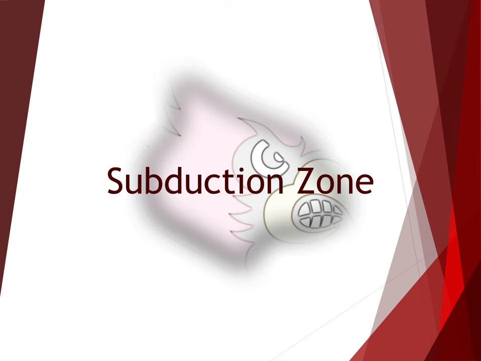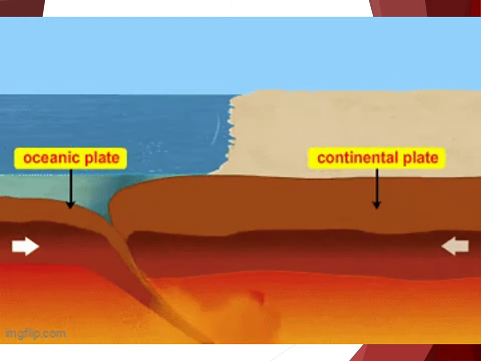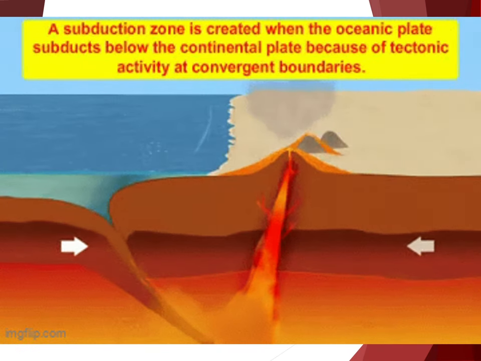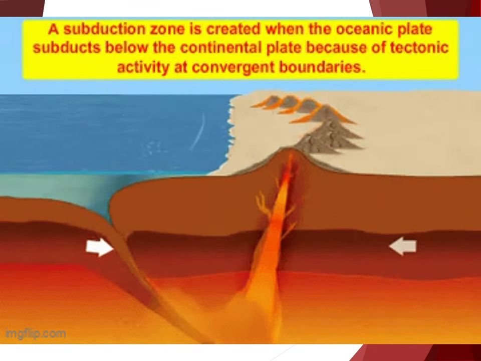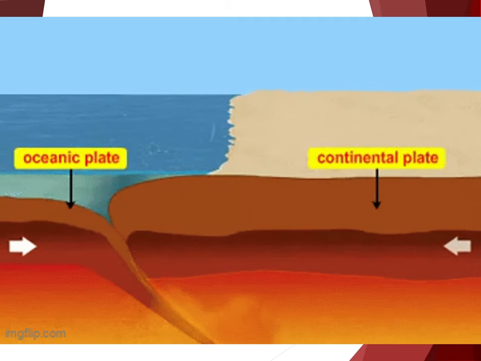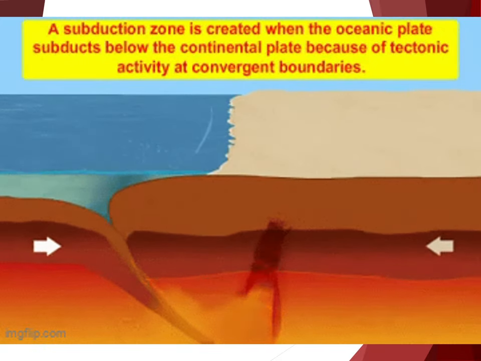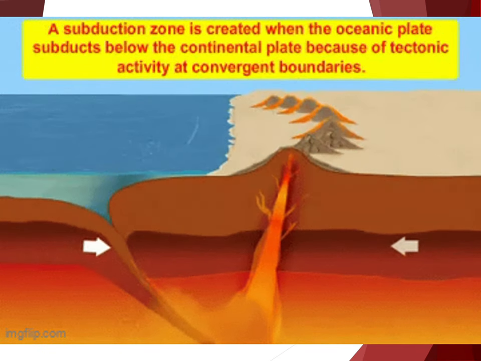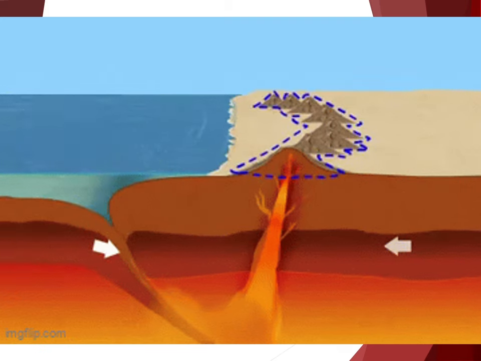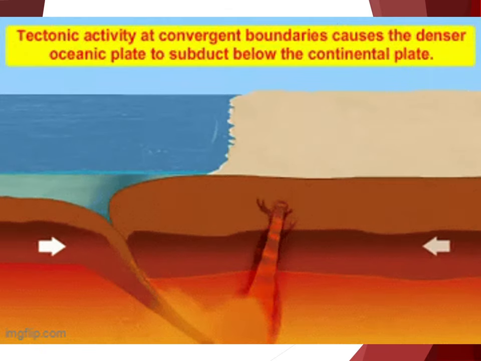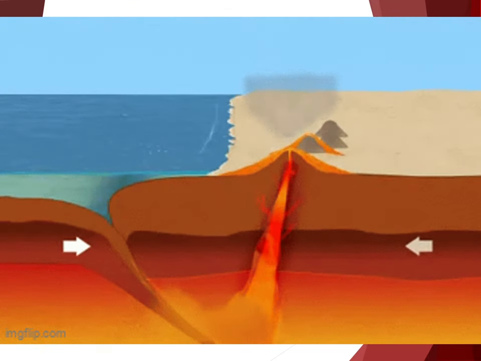Our first main idea: subduction zone. When an oceanic plate converges with a continental plate, the denser oceanic crust sinks below the continental crust along a unique region called a subduction zone. When oceanic plates converge, the older, denser plate subducts below the plate that is less dense. As the denser plate is subducted, it is recycled back into the mantle.